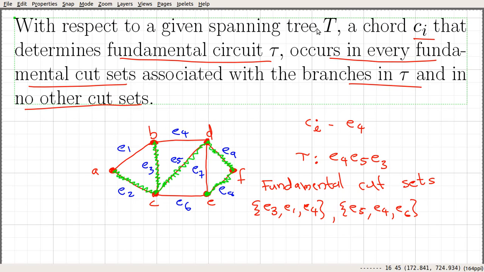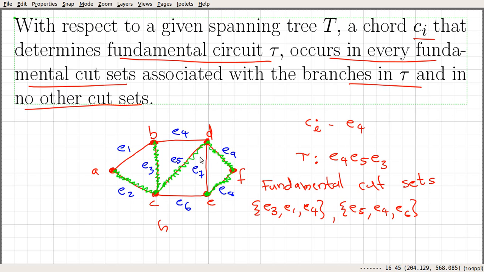So with respect to a given spanning tree T of a graph G, a chord Ci that determines a fundamental circuit, say tau, occurs in every fundamental cut set associated with the branches in tau and in no other cut sets. Okay, so now to get an understanding of this statement, let's go through an example. Suppose that we have this graph G and let T be a spanning tree which is highlighted in this green color. So this is a spanning tree of this graph G.